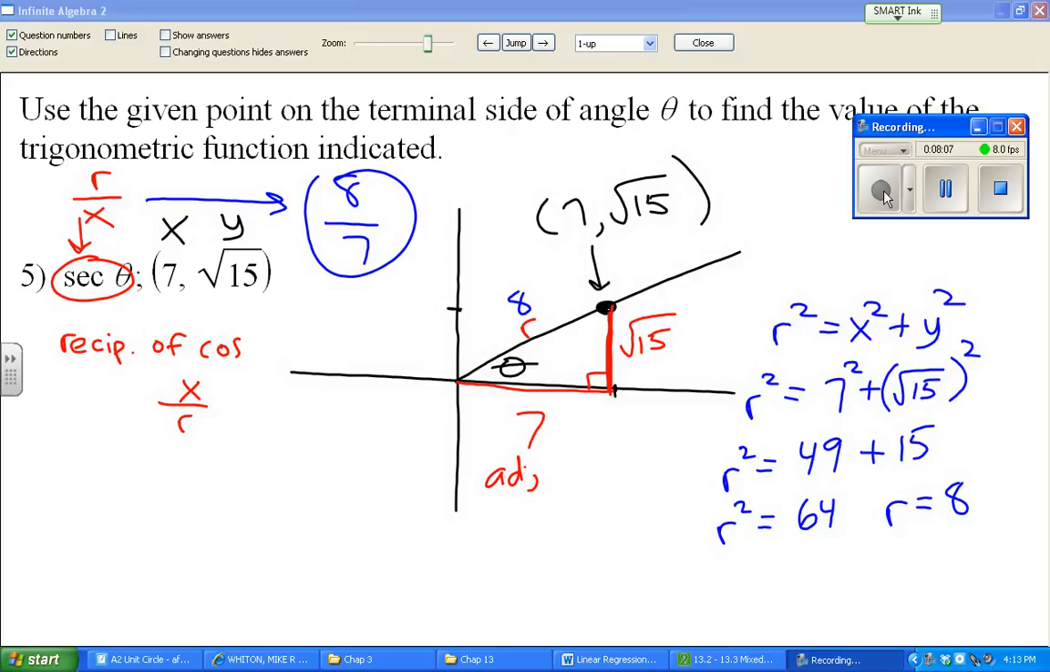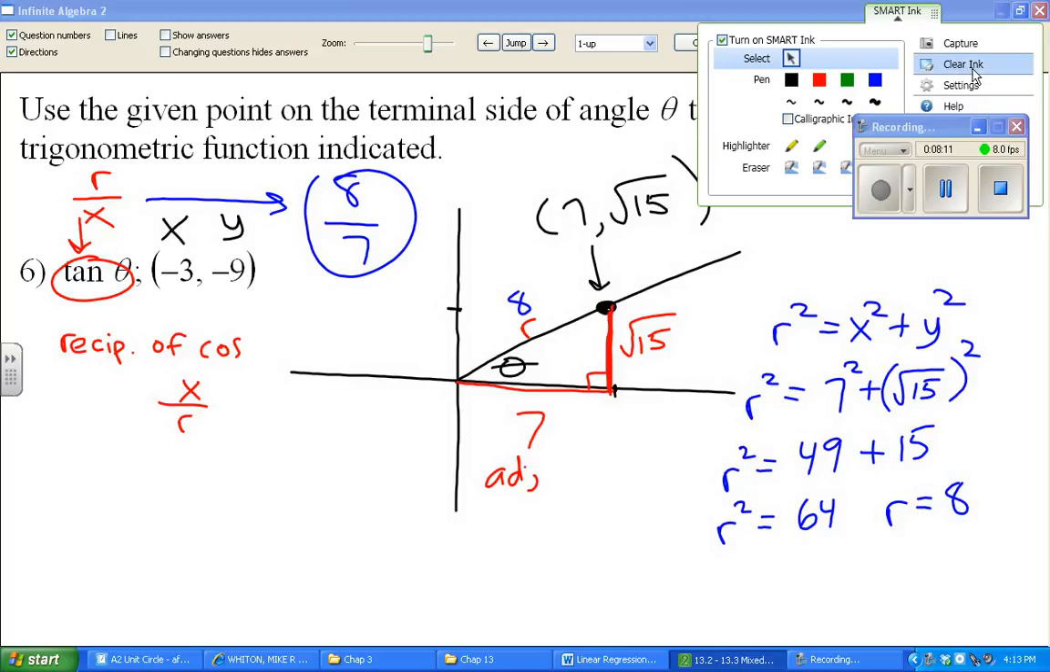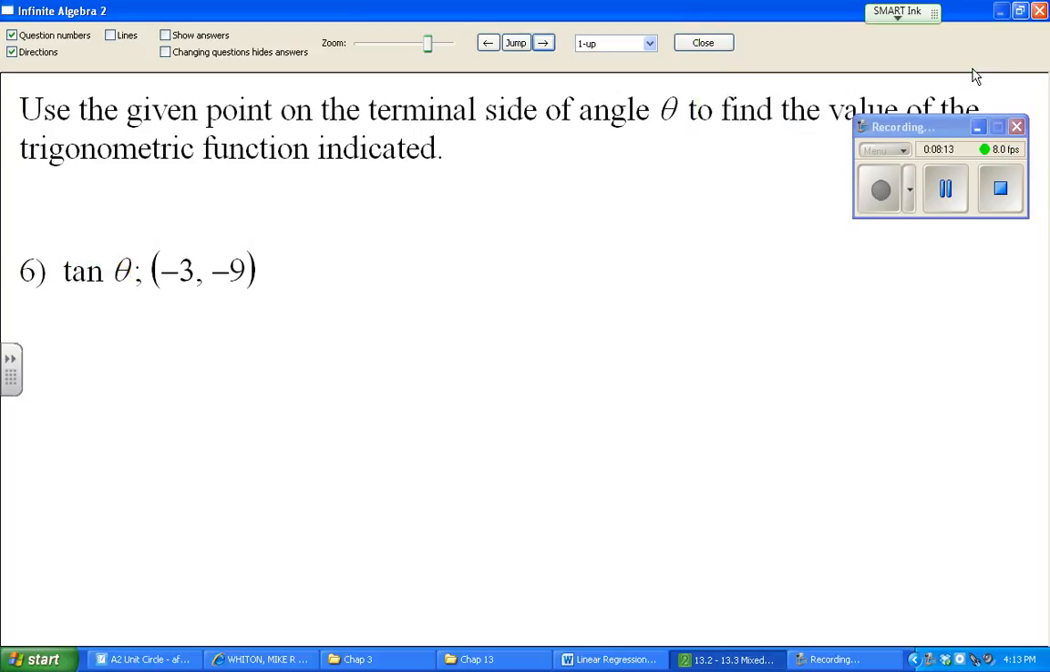Okay, number 6, another similar problem. They gave us coordinates again of a point on the terminal side. So this one, again, they give us an x and a y, and I'm looking here, I need tangent. Okay, and if you think again, tangent is always opposite over adjacent, and the way we draw these, with the reference triangle, the opposite is just the y value, and the adjacent is the x value. So tangent of theta is just y over x.